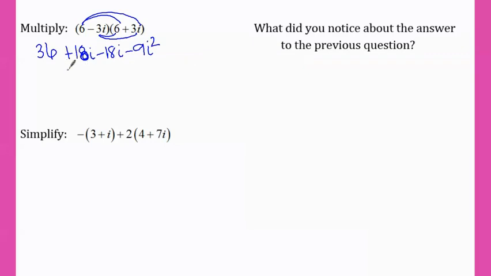When we go to combine like terms, 18i minus 18i cancel out, that becomes 0. So we have 36 minus 9 times, remember i squared is equal to negative 1. Negative 9 times negative 1 becomes positive 9. And when we add these together, we get 45.